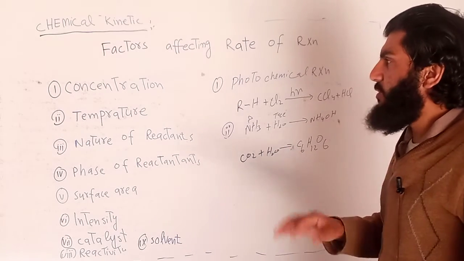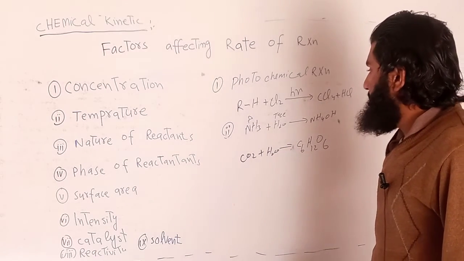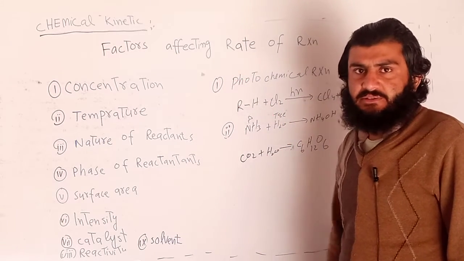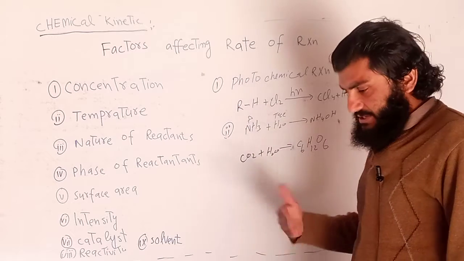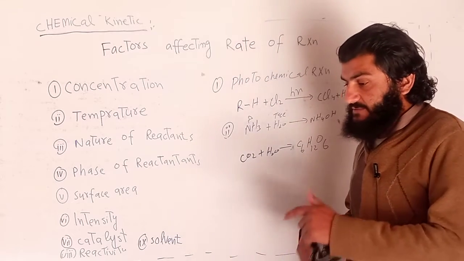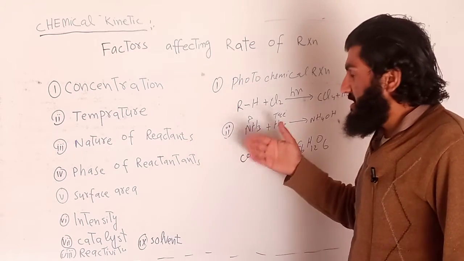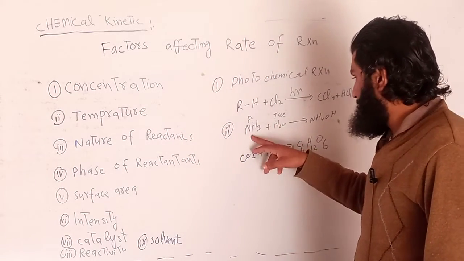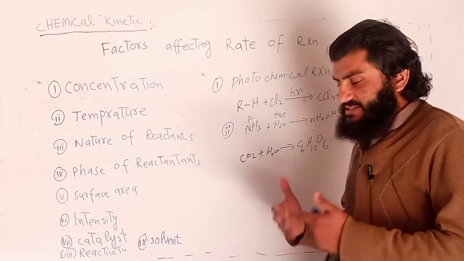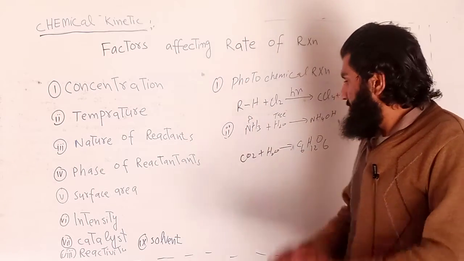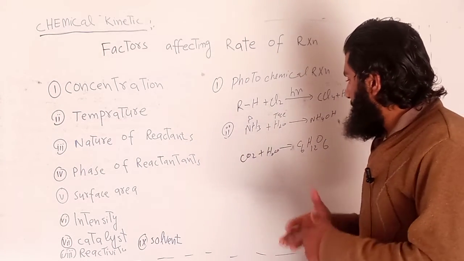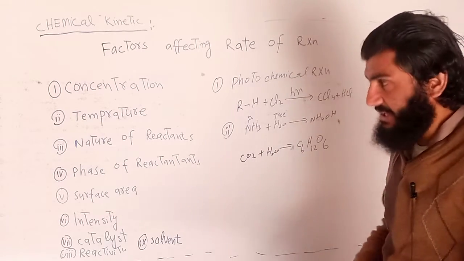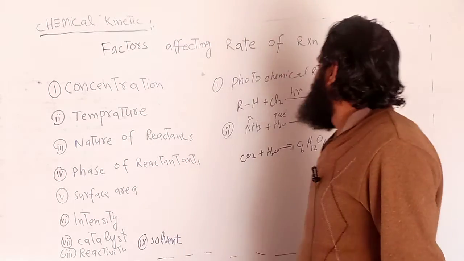So you have understood that some types of reactions don't depend upon the concentration. For some types of reactions, the rate depends on only the concentration of one reactant. Clear? And there are some types of reactions in which the rate of reaction depends on the concentration of both reactants. Clear? So let's move ahead.